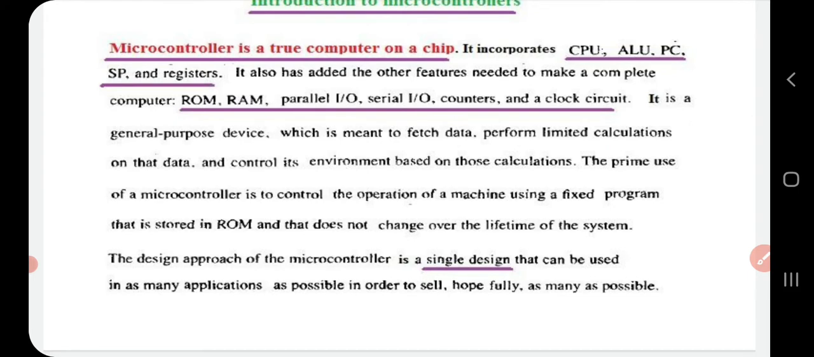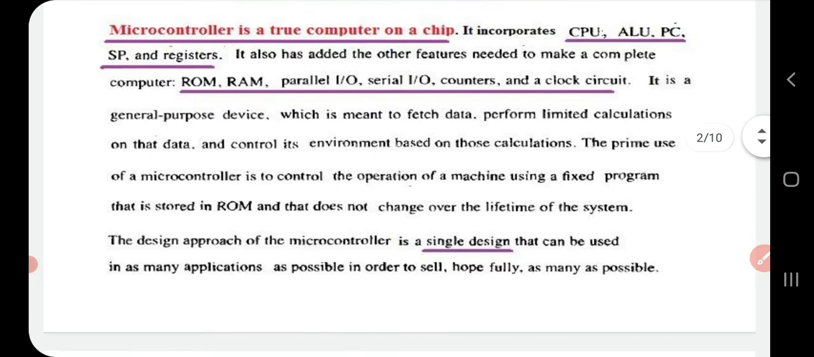It is a general purpose device, and it fetches the data, performs the necessary calculations on that data, and controls it depending upon the environmental conditions, that is, the various conditions applicable on that data. That is the meaning of environment there.